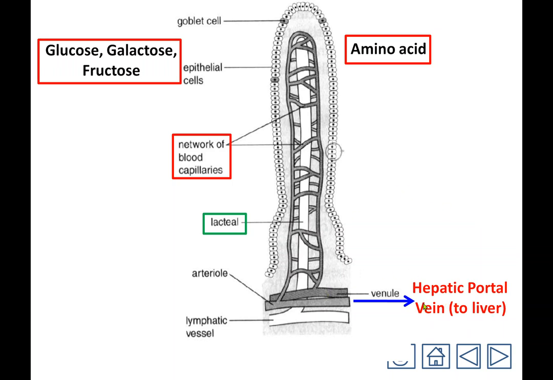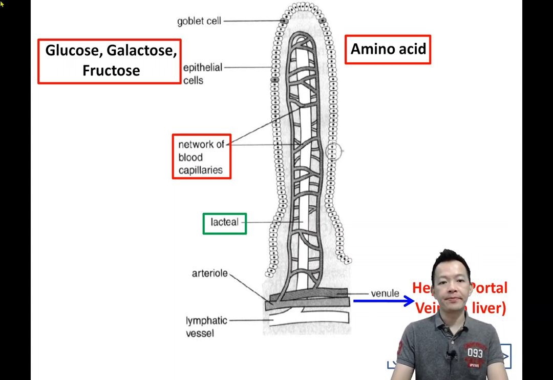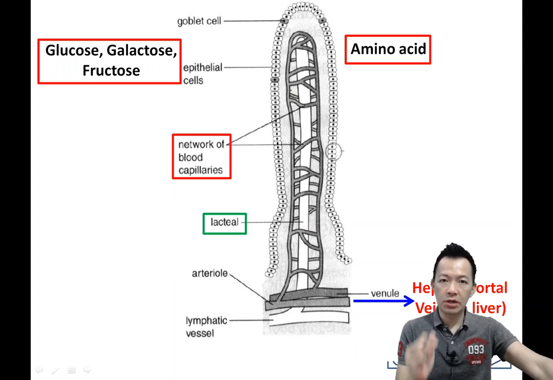Hepatic means liver, and the portal vein is a big vein that sends the food to our liver. When the liver gets the food, it carries out a process called assimilation, which is the distribution of food. So the amino acids together with all the sugars are absorbed by the blood capillary and sent by the hepatic portal vein to the liver for assimilation. Copy this part first, and I'll come up again. But how do the different types of sugar and amino acids enter the blood capillary? You copy one by one.